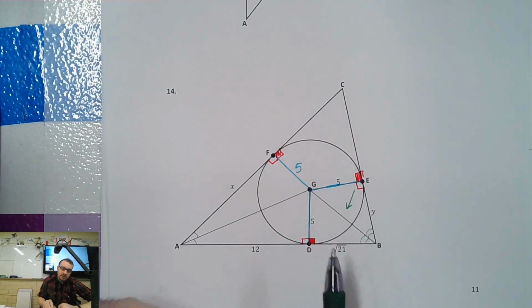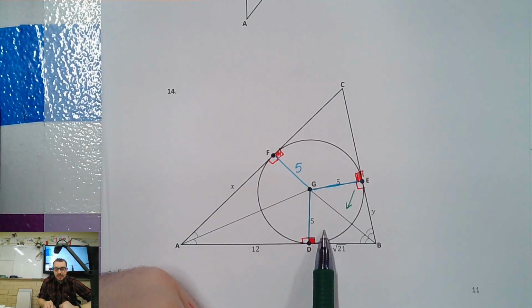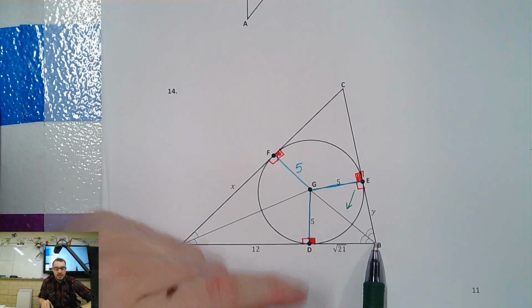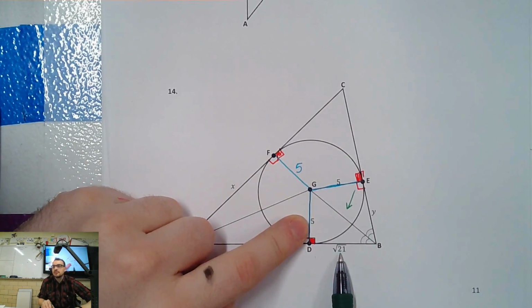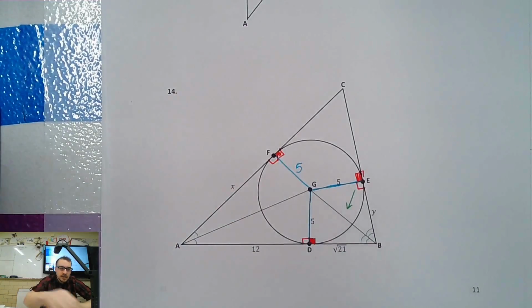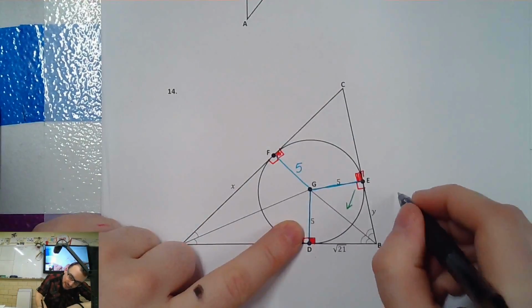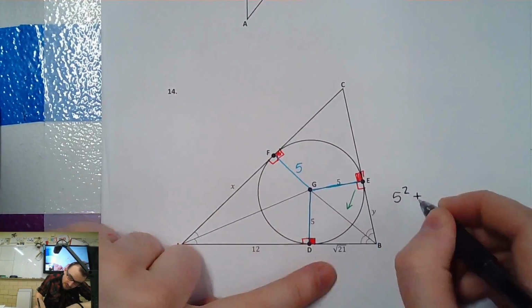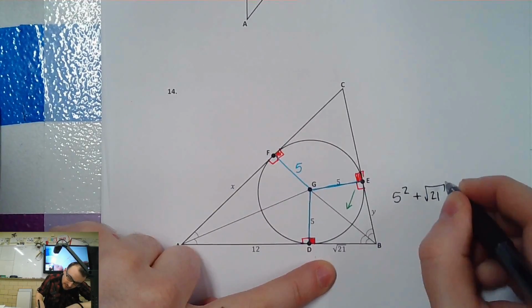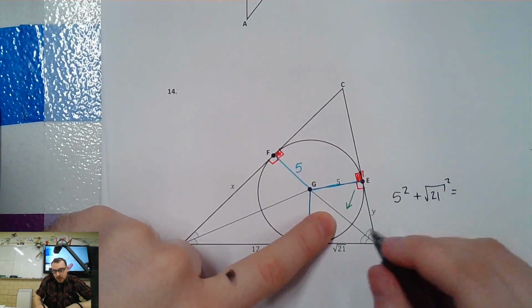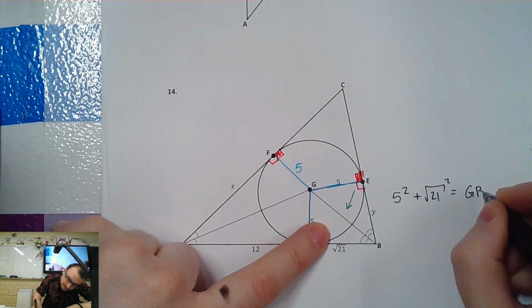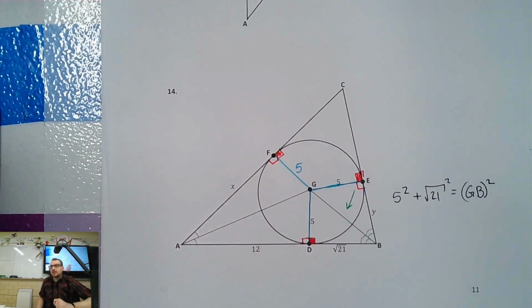Well, luckily, I have another triangle over here that shares that hypotenuse, and I already know the two legs, don't I? So I can use Pythag to figure out that hypotenuse. Leg is 5, so I do 5 squared. Other leg is root 21. You're like, oh God, that looks awful. It's not. Plus whatever GB is squared, because that's the hypotenuse. So we cool with that?